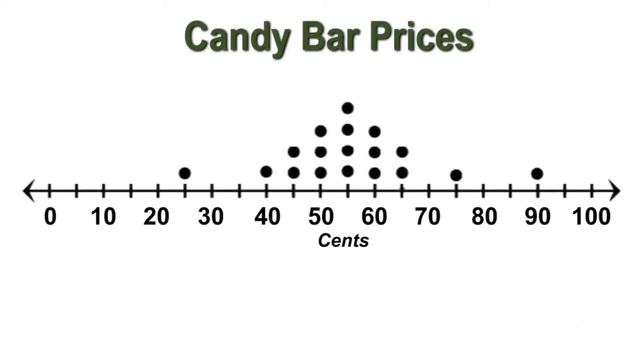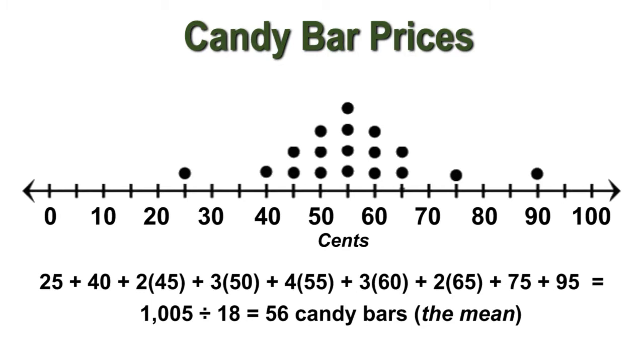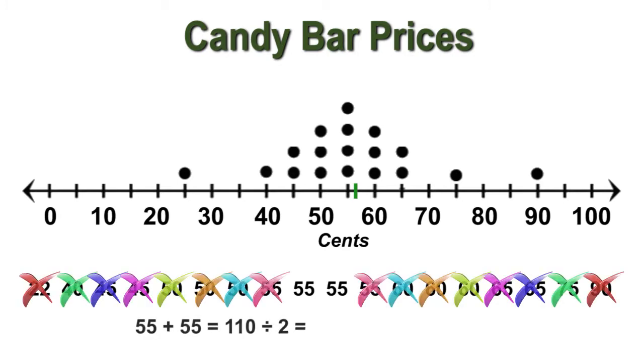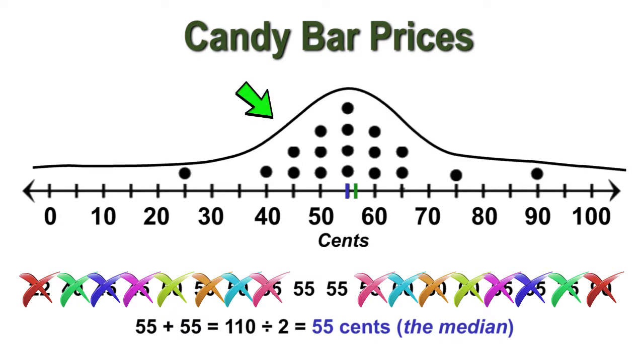Let's find the measure of center for this dot plot of candy bar prices. We can find the mean by adding together all the data and then dividing by the number of data points, which is 18, for the mean of the data, which is 56. We can find the median by putting the data in numerical order and finding the middle value. The median of the data is 55. For this set of data, both the mean and the median are accurate measures of center because the data is symmetrical, as can be seen by the bell shape of the graph.